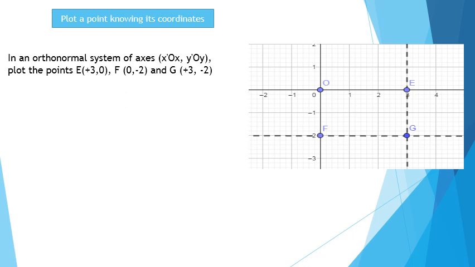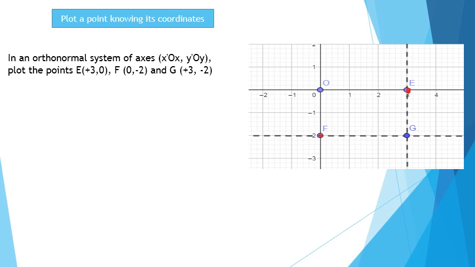Now, in an orthonormal system, plot the points E (+3, 0). Here is the point +3. 0, it means it belongs to the x-axis. So here is the point E. F is (0, -2). The abscissa of F is 0. So I put a point here on 0 and then go down to -2. This is point F.